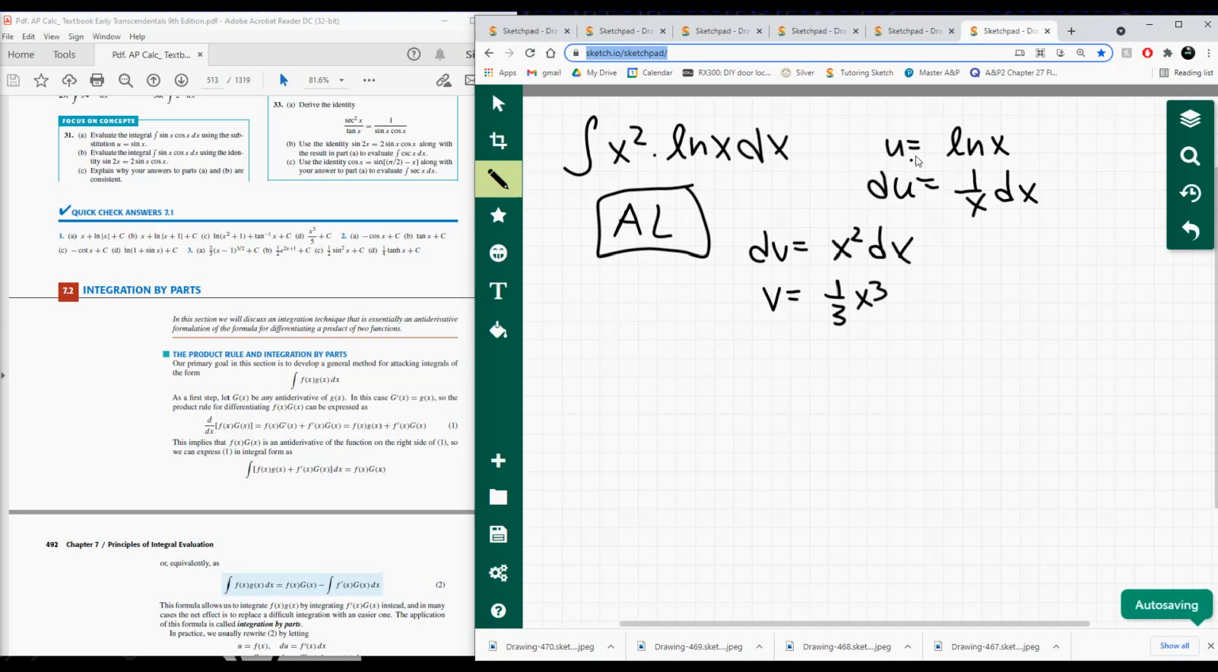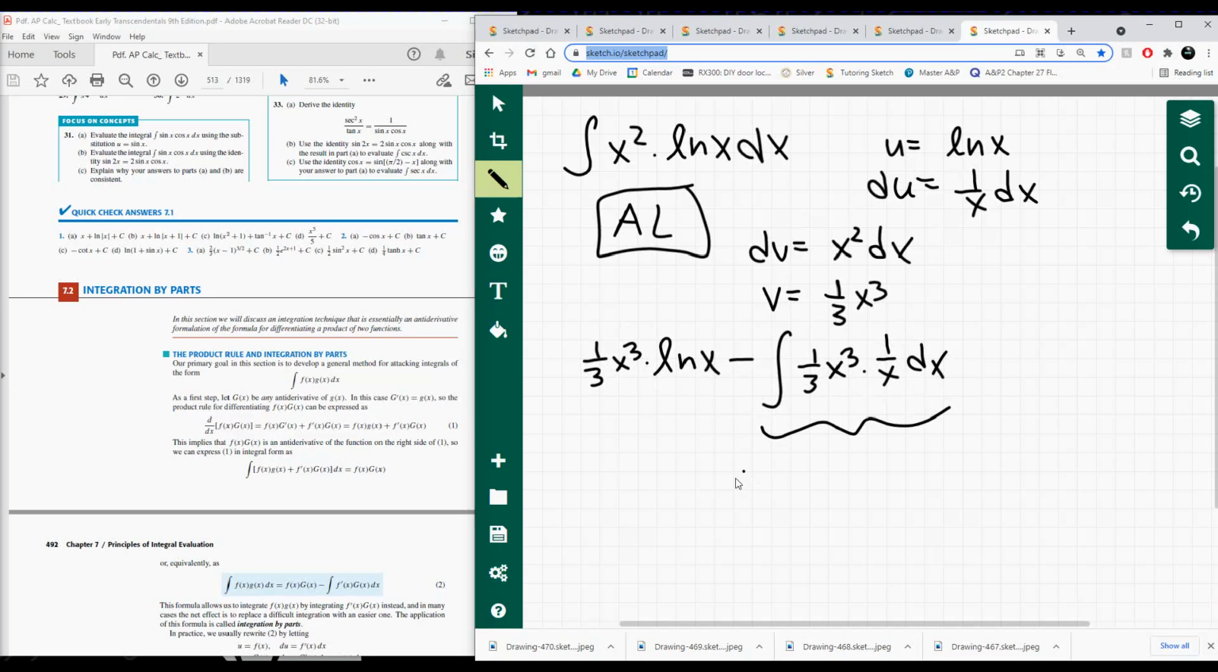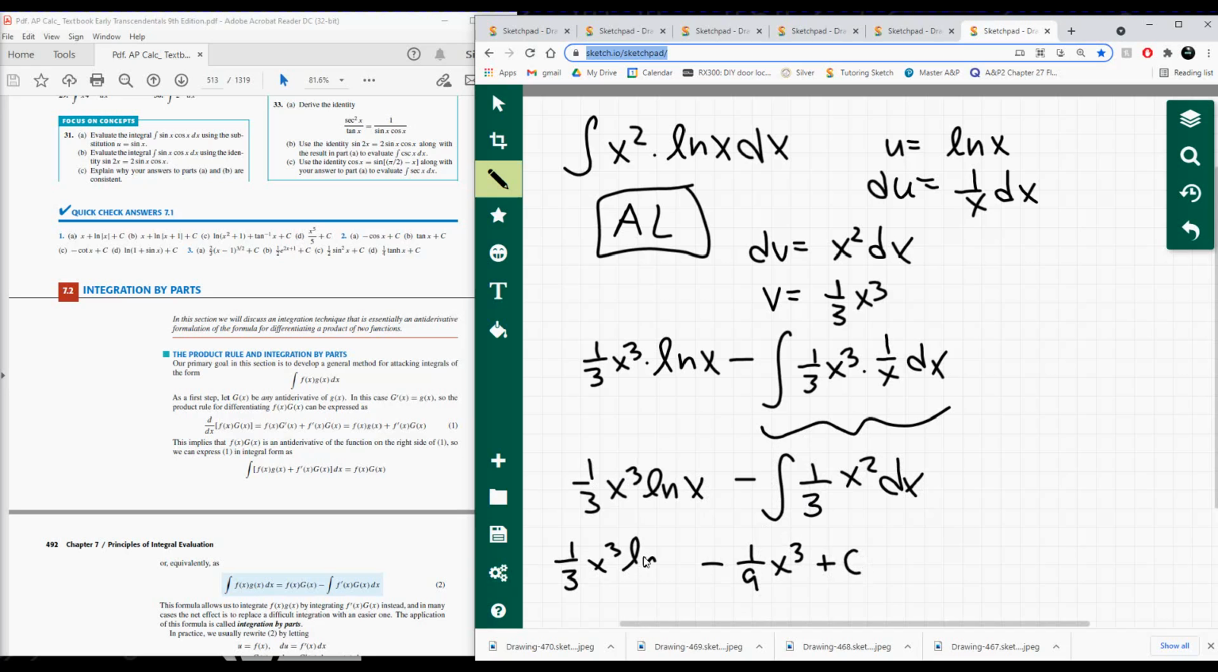When we now do u times v, that's going to give us 1/3 x cubed times the natural log of x. We will now subtract v, 1/3 x cubed, times du, which is 1 over x dx. This simplifies to the negative integral of 1/3 x squared dx, which then we simplify as 1/9 x cubed plus c, along with the 1/3 x cubed ln of x.